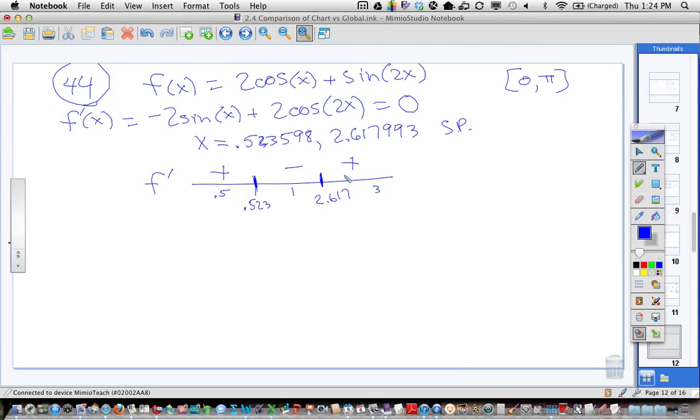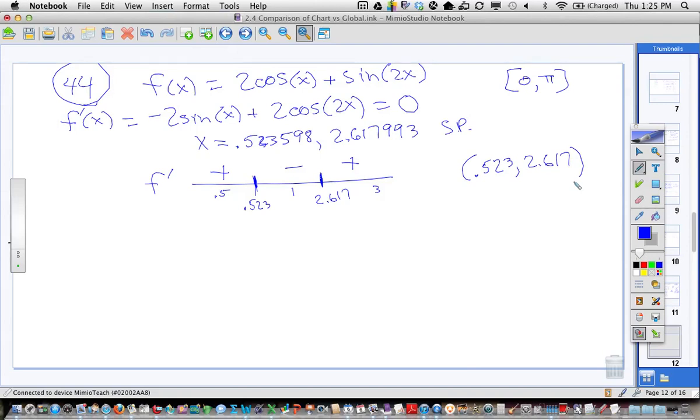Not on this problem. This was a no calculator, or a calculator one all the way. All right. Now, that answers question B, I think, right? Where is the function decreasing? And so you would just say from 0.523 to 2.617, right? And you don't really need an explanation there. You could say because f prime is negative, but you don't really need it.